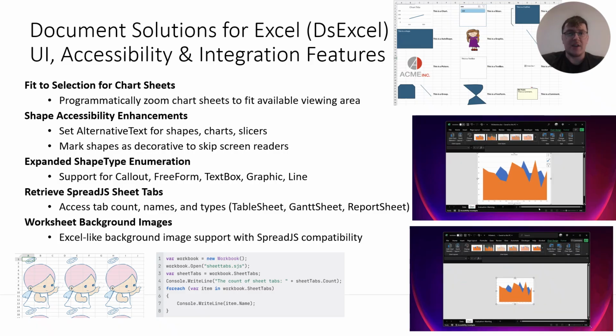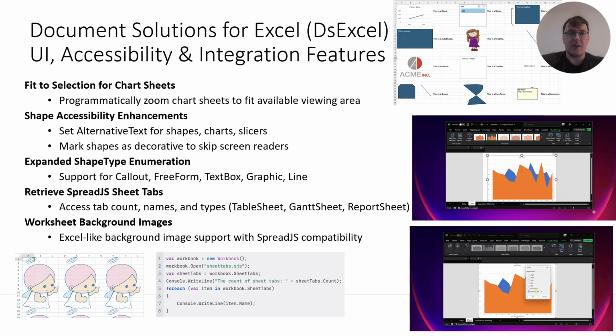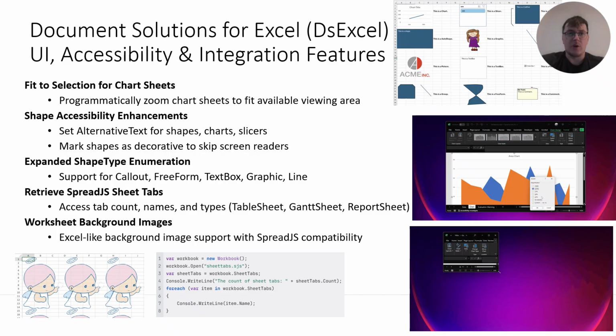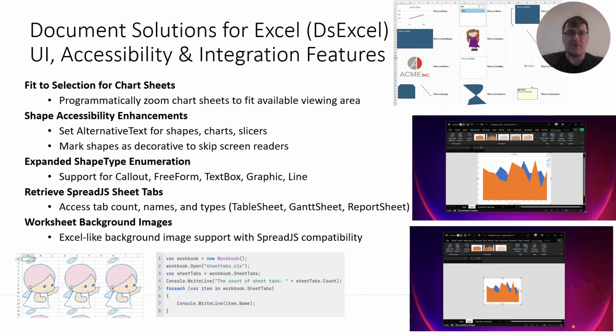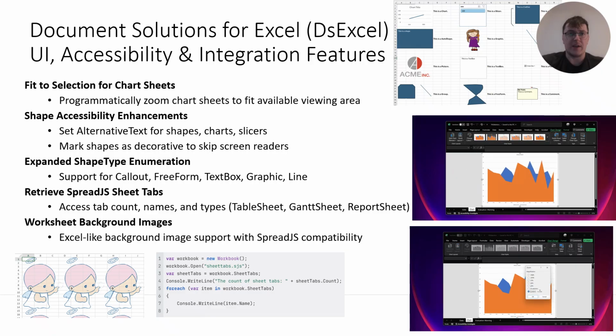On the integration side, you can now retrieve Spread.js sheet tab information, including count, names, and types like table sheet, Gantt sheet, and report sheet, when working with SJS or SSJSON files. This is especially useful for role-based permissions and coordinating with front-end apps.